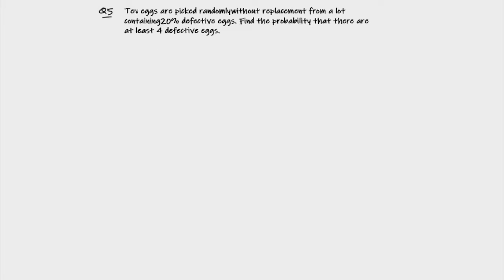Question 5 says that 10 eggs are picked randomly without replacement from a lot containing 20% defective eggs. So 20% defective eggs means that the probability of any defective egg in that lot will be 0.20. Okay. Find the probability that there are at least 4 defective eggs.